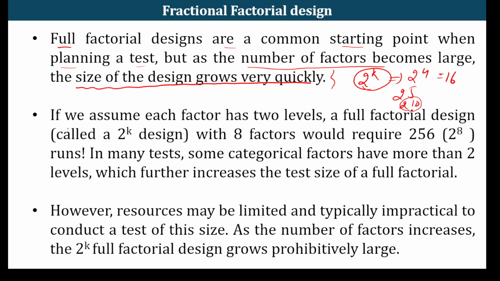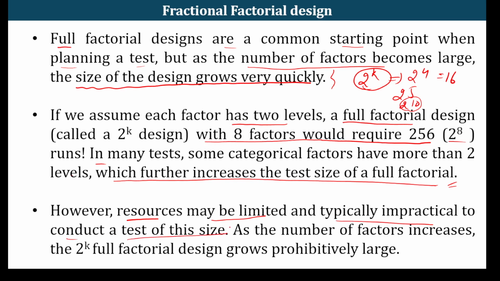Okay. So if we assume each factor has 2 levels, a full factorial design with 8 factors would require 256 runs, 2 to the power 8. In many tests, some categorical factors have more than 2 levels, which further increases the size of the full factorial. It's going to continuously increase the size of the design. However, resources will be limited, and it is typically impractical to conduct a full test of this size. Let's say we have 10 variables, so we can't simply run it 1024 times. Only 8 or 16 runs may be possible. So we can't conduct for all.